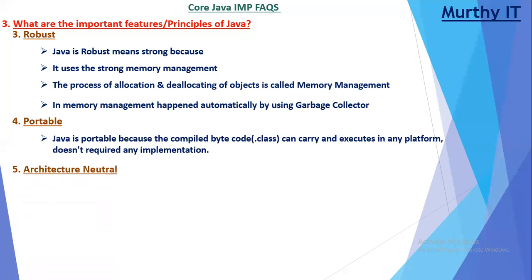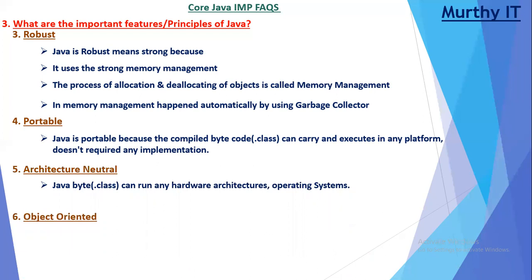Architectural neutral. What do you mean by why Java is architectural neutral? Irrespective of hardware architecture and software, our Java program will be executed. You may be using a Dell laptop, HP laptop, i5 processor, 8 GB RAM. It won't think about all these things. It will just execute irrespective of hardware architectures and softwares. That's why our Java program is architecture neutral.